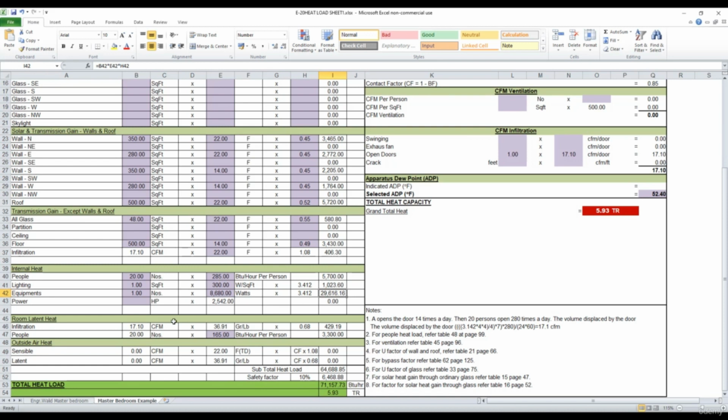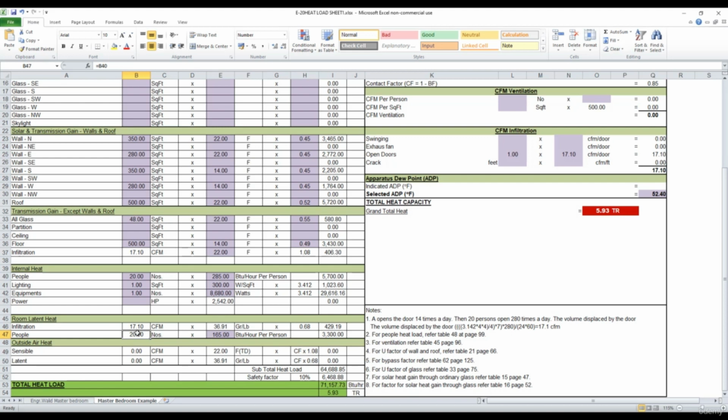Next is the latent heat generated by air infiltration and the people, that is occupants inside the room. As we know, the air infiltration value is 17.1 cfm. The difference in grain per pound is 36.91, which we have found earlier, and multiplying it by a factor of 0.68, we find out the latent heat contained due to the air infiltration.